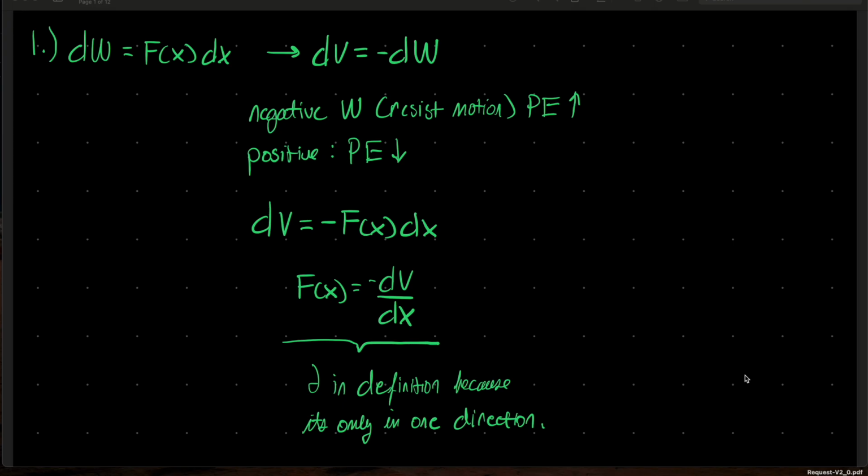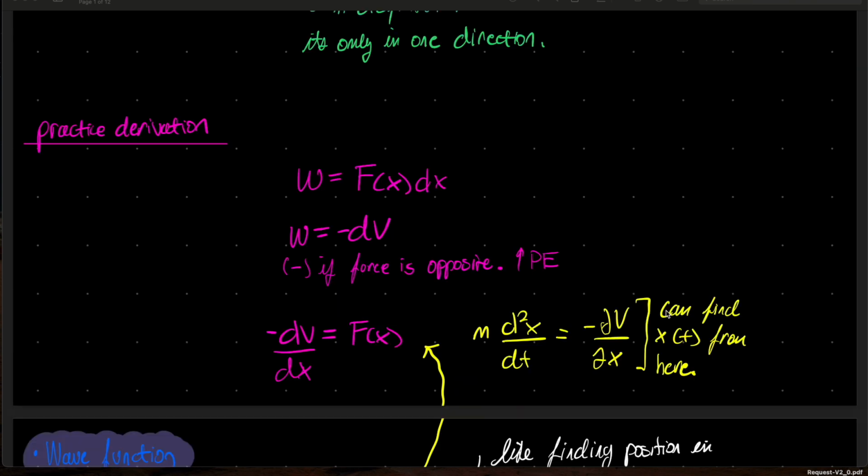dV equals negative f of x times dx. And then from there, we can say f of x equals negative dV divided by dx. So that's where that derivation came from. I never thought about it that way, so that was interesting to see.